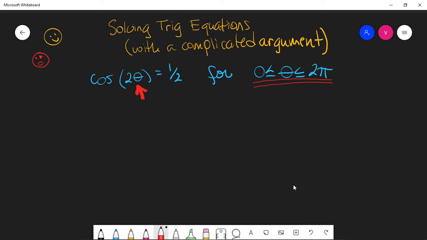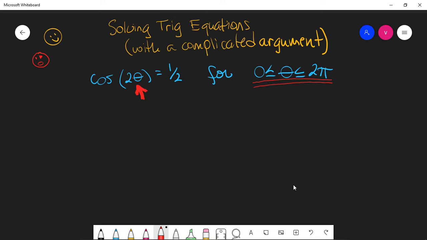Okay, we're going to solve trig equations. So what do I mean by solving? That means we are trying to find this variable theta. We're trying to find the angle that will make this equation true. So if you took the cosine of 2 times whatever that angle is that you find, it will equal 1/2.